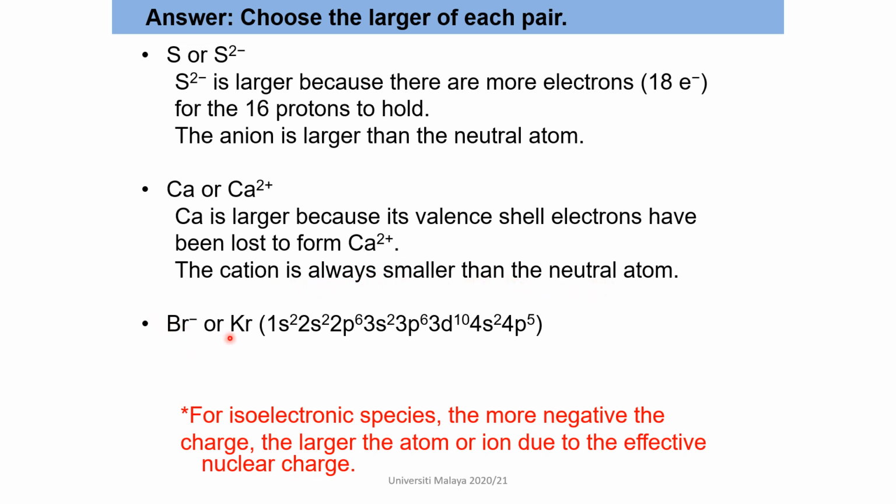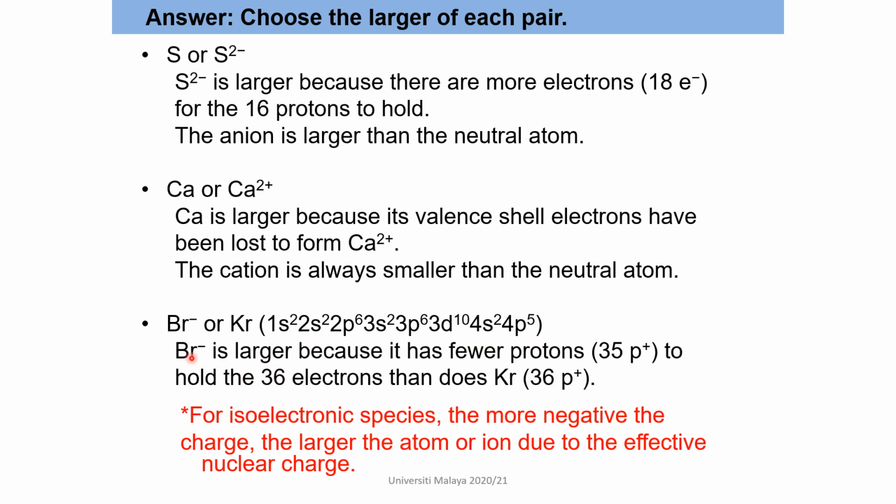For bromide or krypton, with this electronic configuration, bromide is larger because it has fewer protons, which is 35, to hold the 36 electrons, than does krypton, which has 36 protons. The more the protons, the higher the Zeff it has. That's why it is smaller. For isoelectronic species, the more negatively charged, the larger the atom or ion, due to the effective nuclear charge.